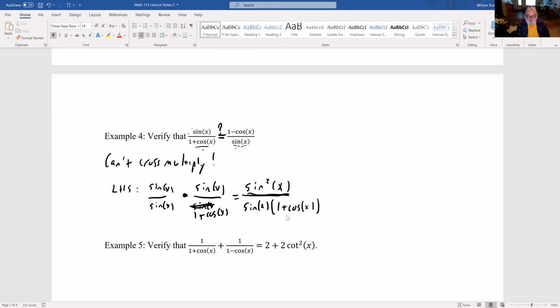Okay, so I don't want to cancel out the sine x's because that's just what I've multiplied in, right? So it looks like that can cancel, but that's not going to help me because we just started that. But sine squared x plus cosine squared x equals 1. So what can you do there? Well, sine squared x is 1 minus cosine squared x.